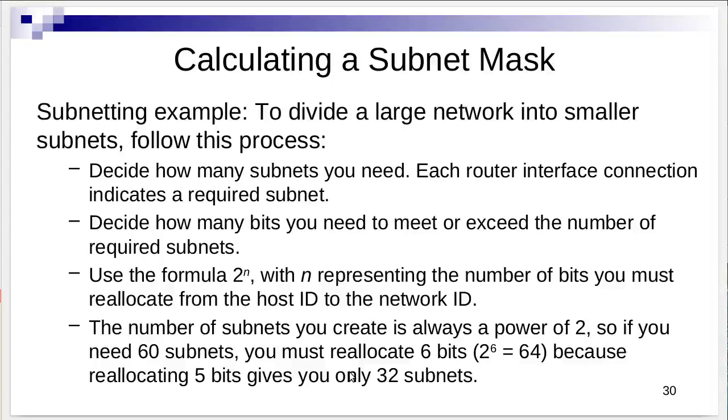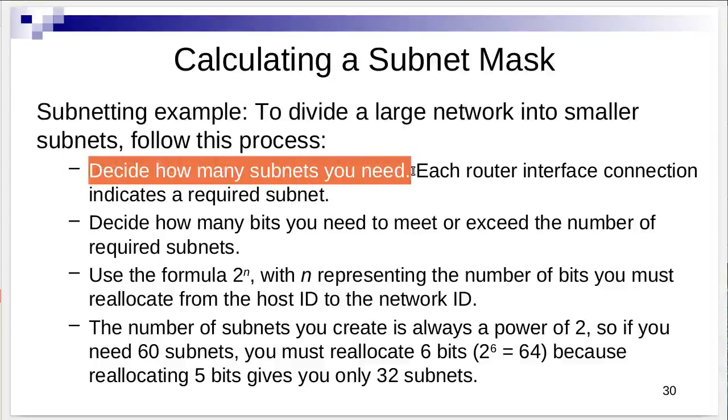Okay, so there is a procedure for calculating a subnet mask, and we'll go over many of these. Let's say a typical task is you're given a large network and you have to figure out how to divide it up into smaller subnets. The first thing you might want to do is decide how many subnets you need, and each subnet will be behind a router interface. So each router interface connection will have a subnet attached to it. Once you know how many subnets you need, you want to decide how many bits you need to meet or exceed the number of required subnets.